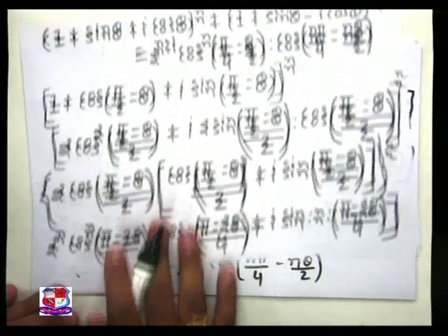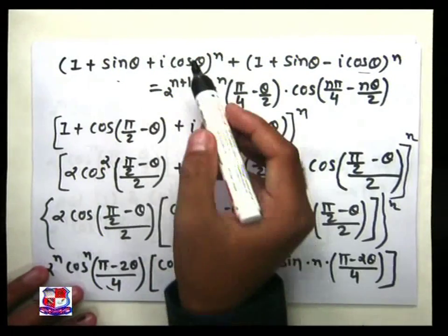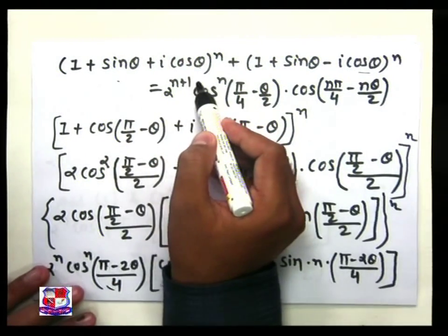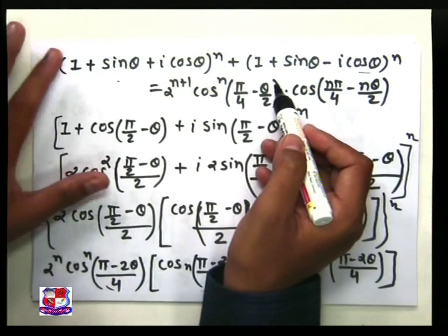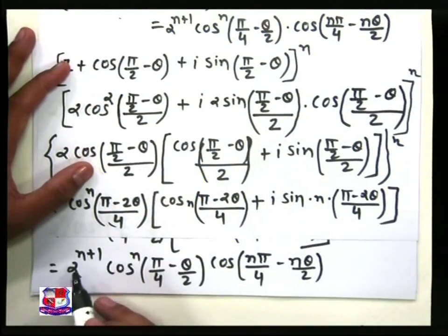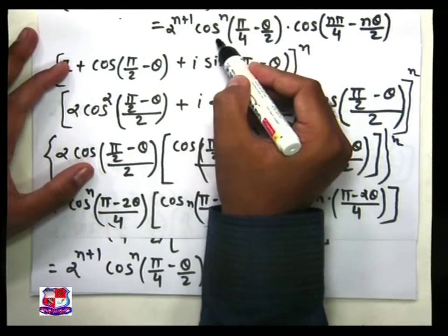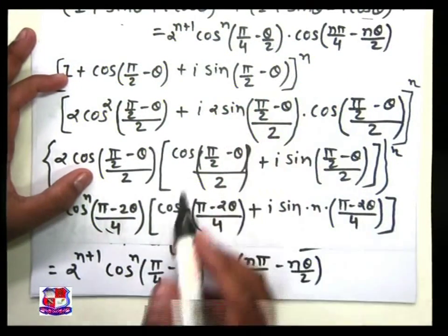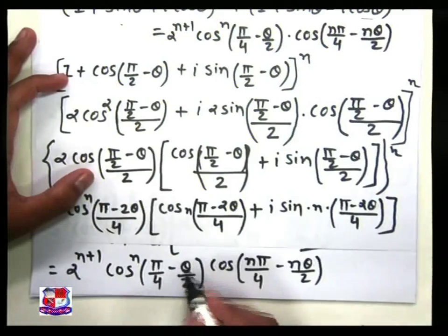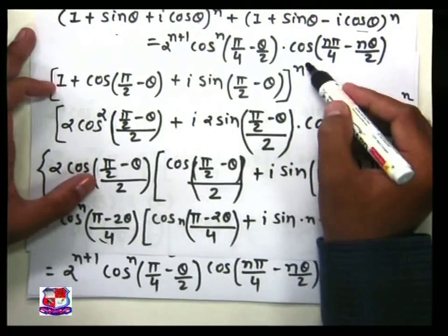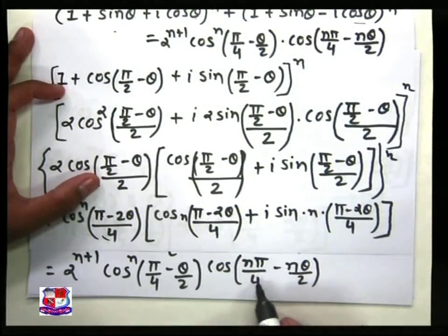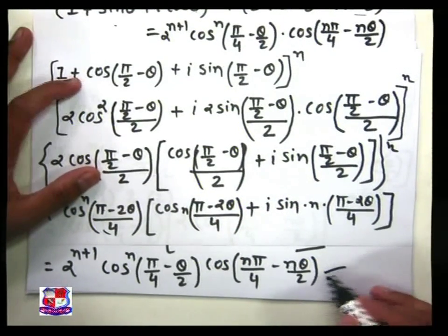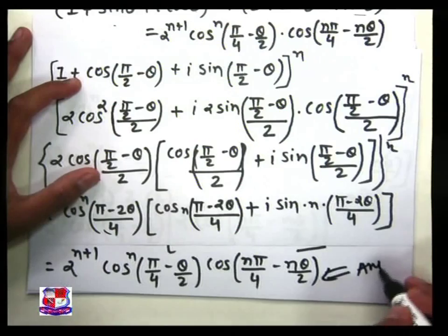Now just check it out. That is nothing but our proof: 2 raised to n plus 1 cos raised to n of pi by 4 minus theta by 2, cos of n pi by 4 minus n theta by 2. So this is our final answer, which we can prove here.